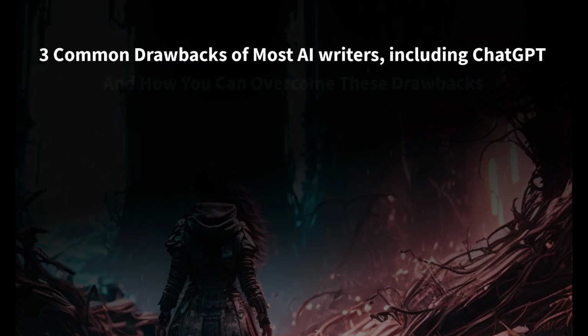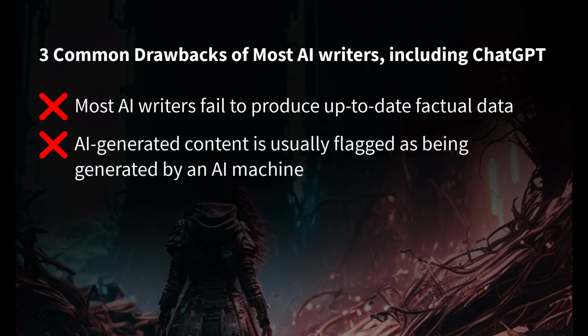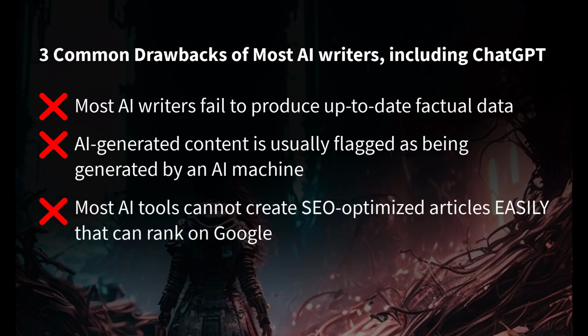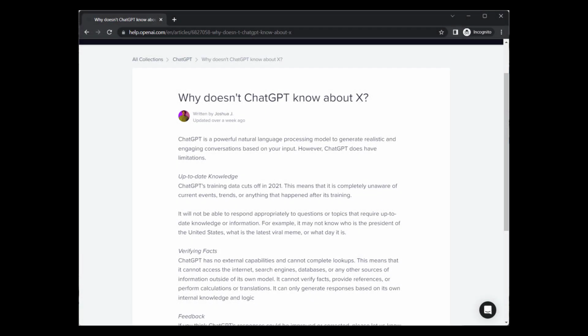Firstly, most AI writers fail to produce up-to-date factual data. Secondly, the AI-generated content is usually flagged as being generated by an AI machine. Thirdly, most AI tools cannot create SEO-optimized articles that can rank on Google. Let's begin with the first point.